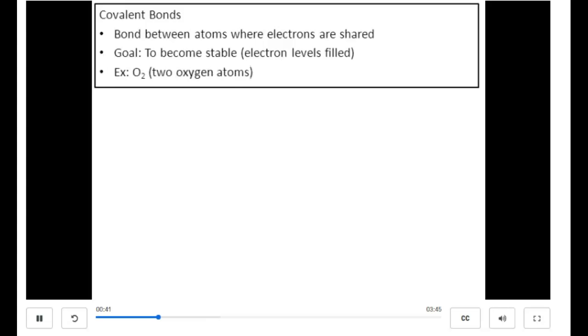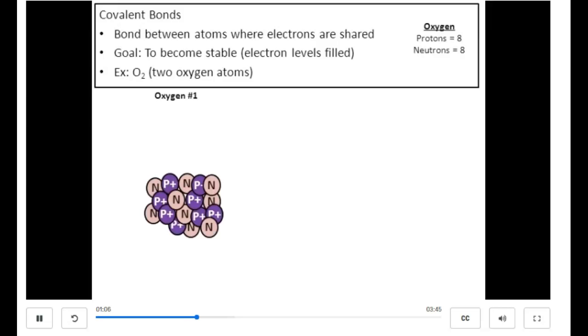A classic example of this is oxygen, the oxygen that we breathe, O2. The oxygen that plants make by doing photosynthesis is actually two atoms of oxygen stuck together. So let's look at oxygen. From the periodic table, it's got 8 protons, it's got 8 neutrons. So let me draw oxygen number 1. I'll get to oxygen's electrons in a moment. So in the nucleus of oxygen number 1 are going to be 8 protons and 8 neutrons.